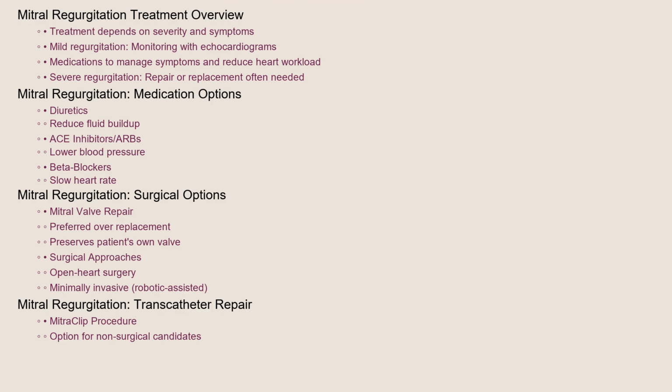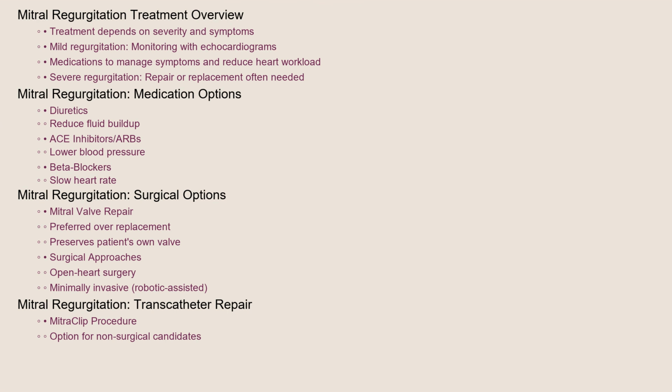Treatment for mitral regurgitation depends on the severity of the condition and the presence of symptoms. Mild regurgitation without symptoms may only require regular monitoring with echocardiograms. Medications, such as diuretics to reduce fluid buildup, ACE inhibitors or ARBs to lower blood pressure, and beta blockers to slow the heart rate, may be prescribed to manage symptoms and reduce the workload on the heart.